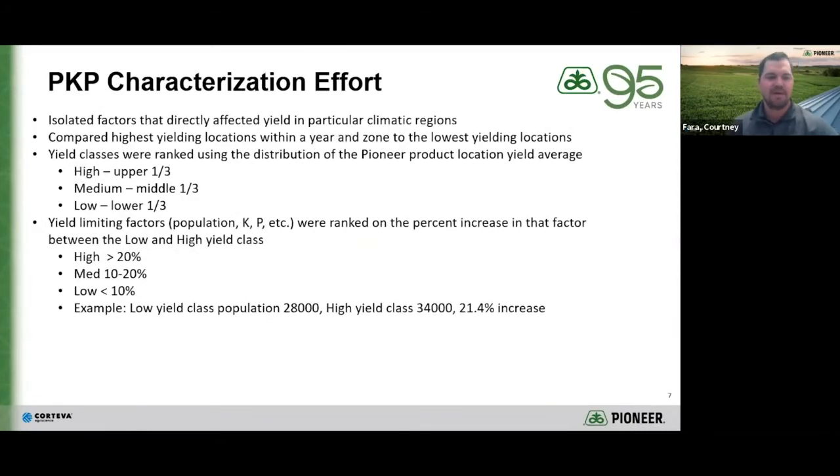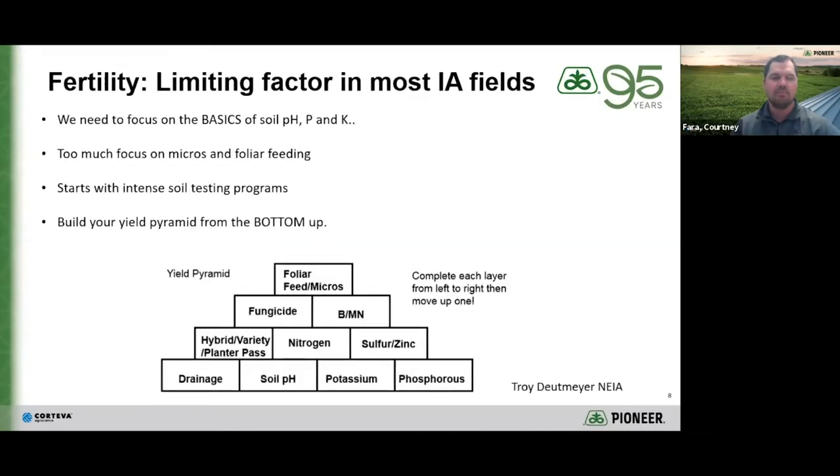So really with this PKP sampling effort, we turned it into kind of a characterization. Within these environments that we're testing locally, we have a high, medium, and low yield level. And sometimes those high, medium, and low yield levels draw a very black and white line on potassium levels, phosphorus levels, where our populations need to be for high yield. We'll dive into that a little bit more. But one thing that I want to get started into is how do we prioritize that?